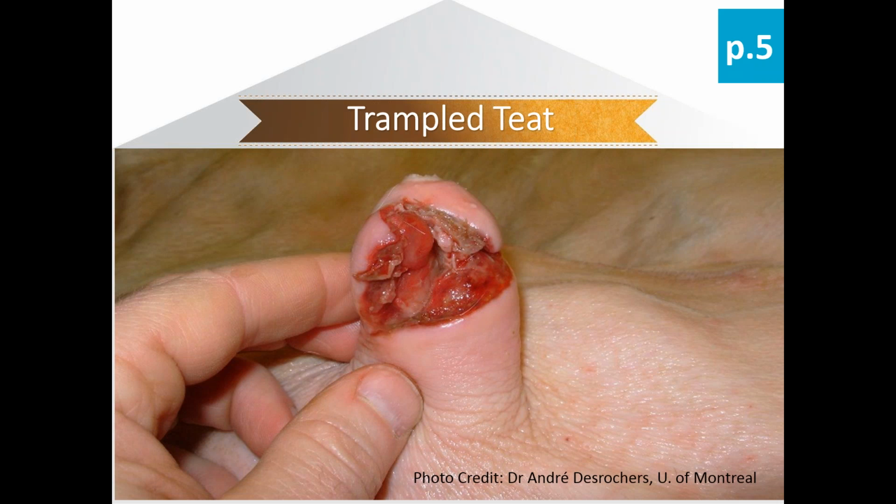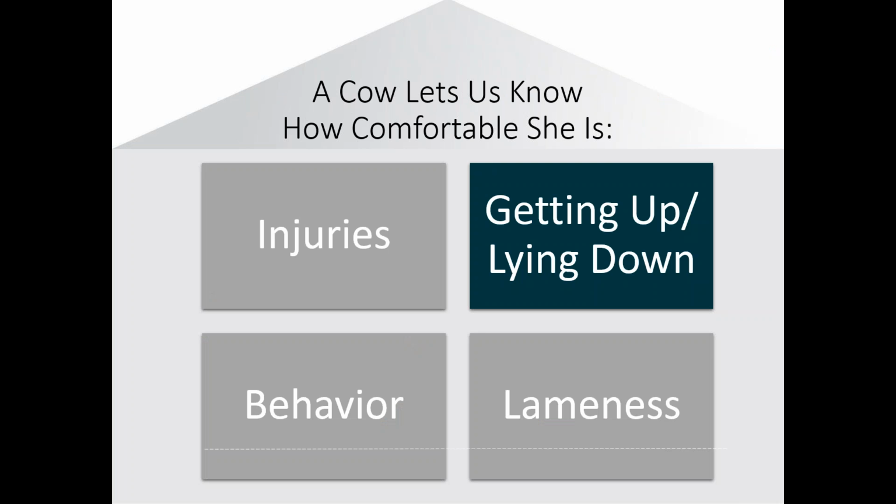All right, we got about 20 minutes left. We're now going to move on to the second indicator. We spent a lot of time on injuries because we think that it's probably an easy thing to observe and to link to possibilities of improvements in the housing. But how can getting up and lying down tell us about how a cow is comfortable or not?